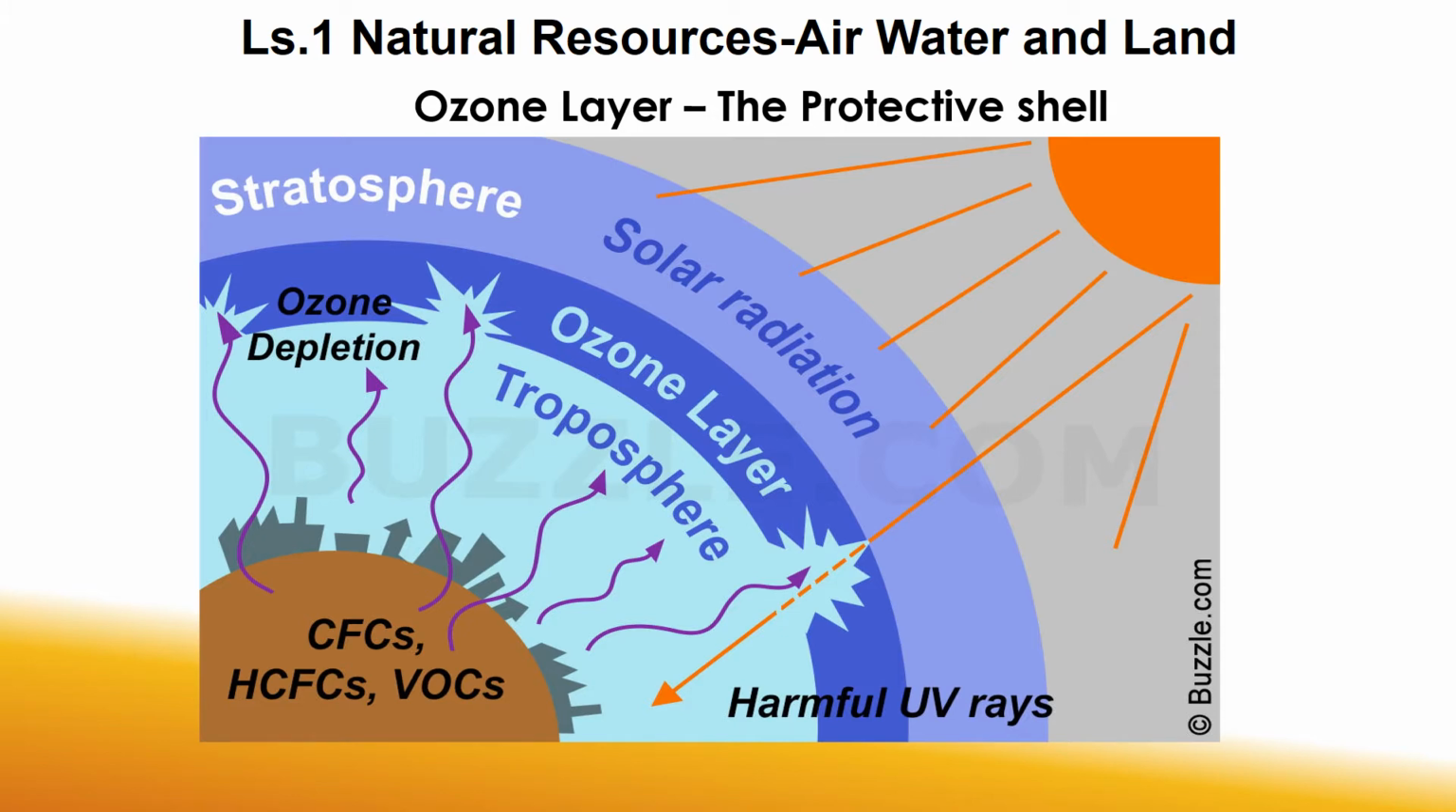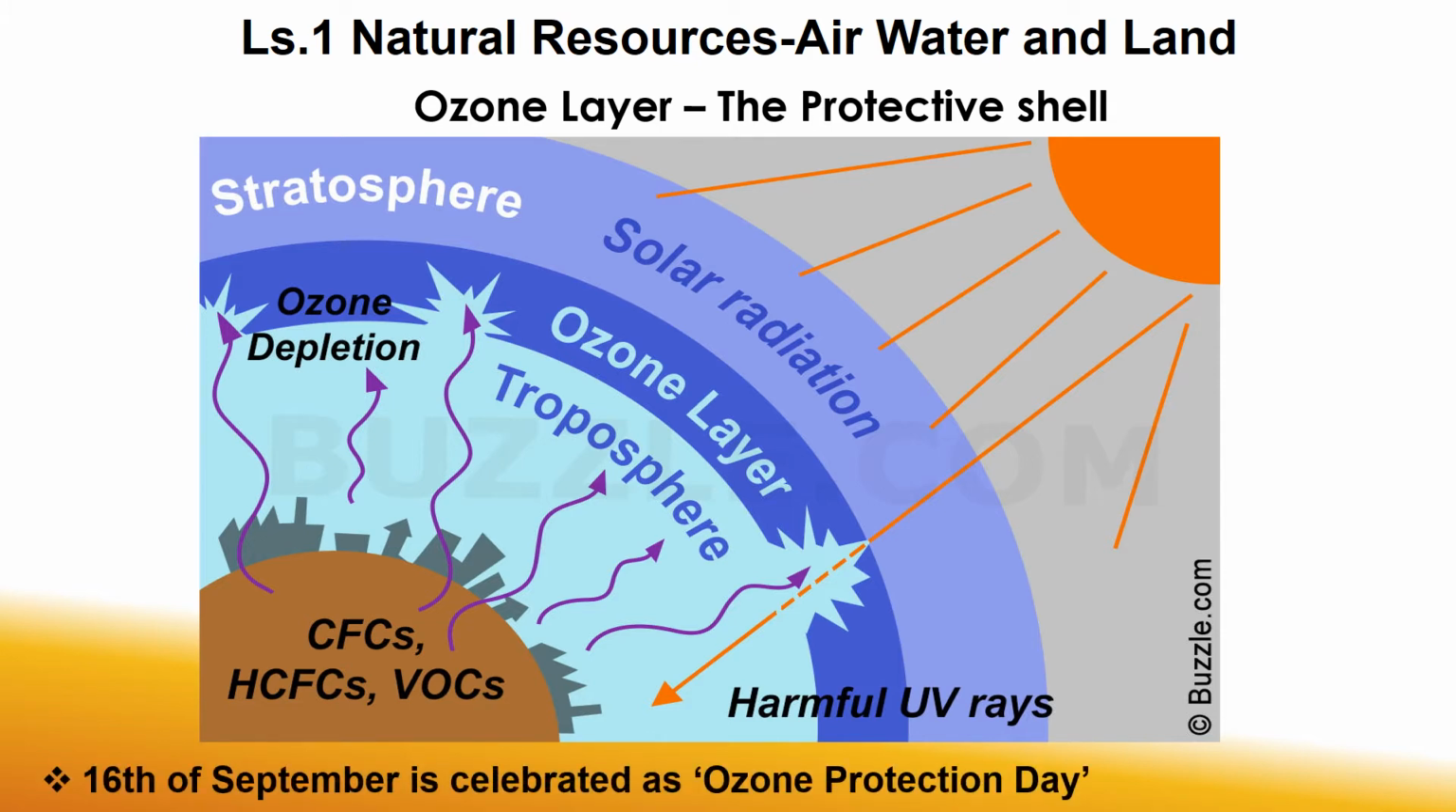Now children, what is ozone depletion? The thinning of the ozone layer is called ozone depletion. What is ozone depletion, children? The thinning of the ozone layer is called ozone depletion. Children, 16th of September is celebrated as Ozone Protection Day.